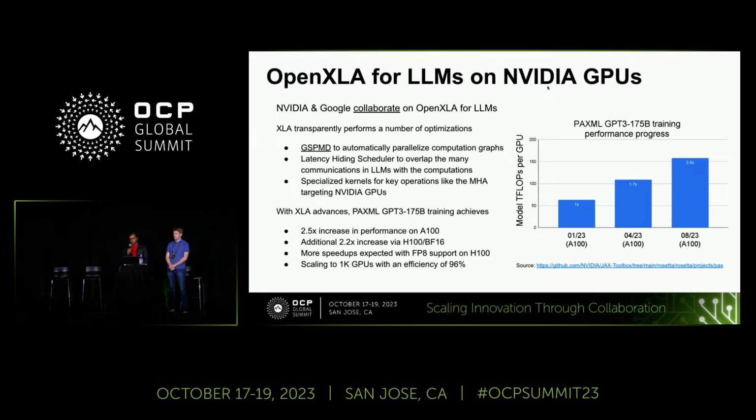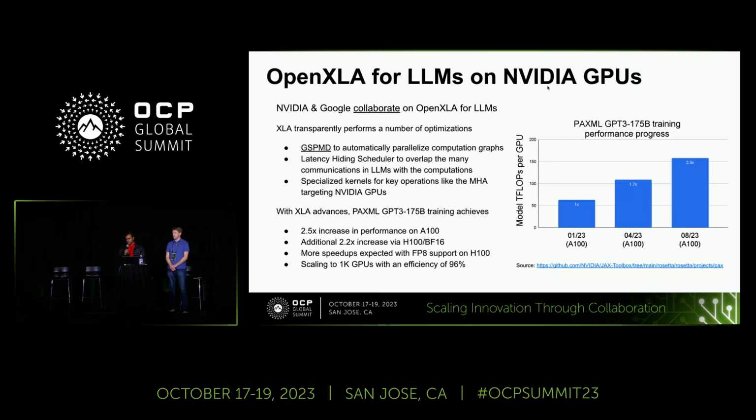On the right side of this slide, we have a graph. On the y-axis, we have model teraflops per GPU for a GPT-3 vanilla 175 billion model. On the x-axis, we have put the performance that we saw for this particular model during the last year. As you can see, in the last year we have obtained quite good performance improvements. Specifically on A100, we see about a 2.5x increase, which is pretty good.